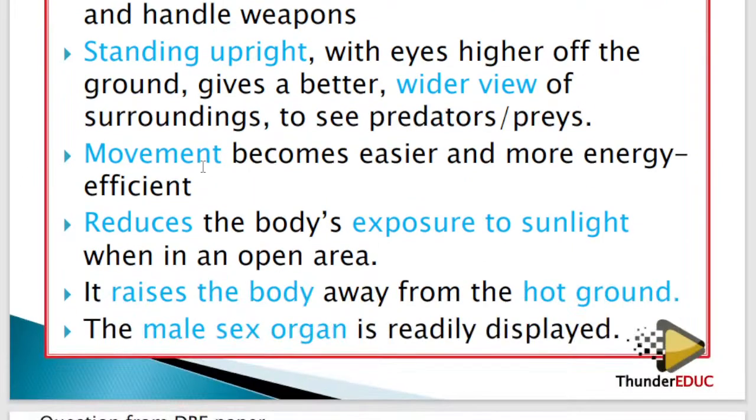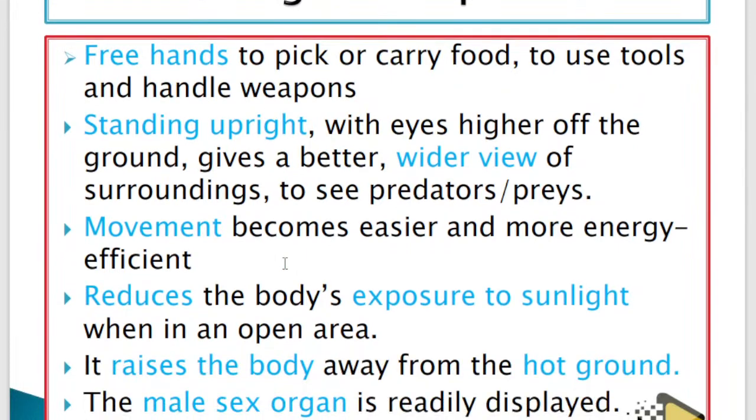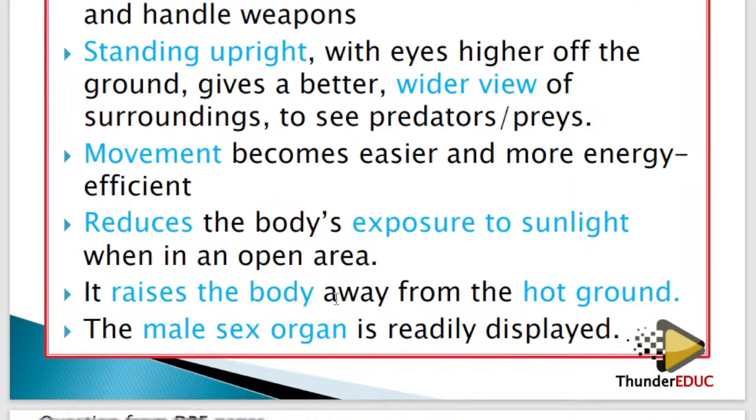Yes, the advantages are there. Free hands, they can move. You can walk freely, standing upright. Movement is easier. Imagine when you are taking off, running is easier. Why? You don't waste too much energy there. Then you have reduced exposure to sunlight. Then the body is raised from the ground, and the sex organs are readily displayed.